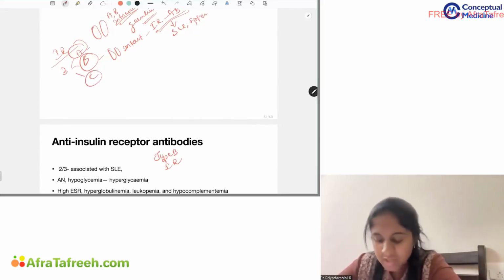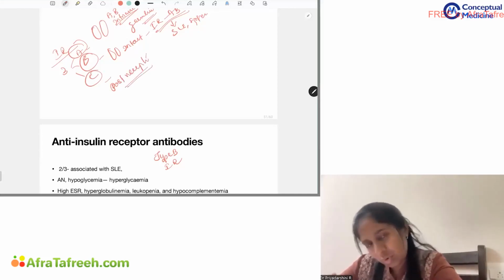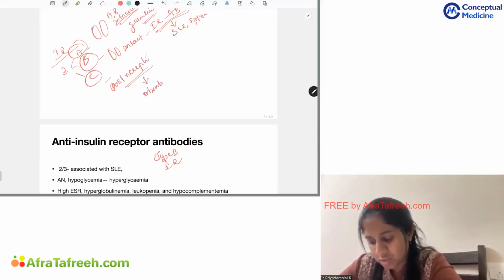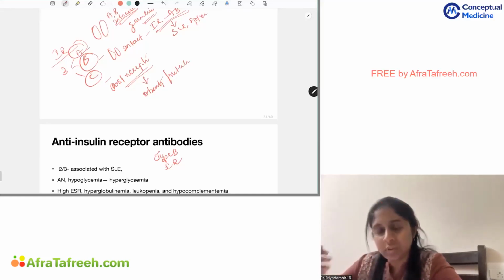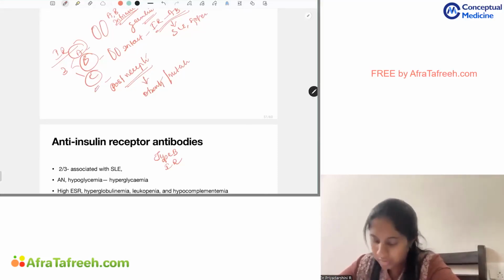Type C is whenever there is some post-receptor mutation or post-receptor changes. It is commonly seen with obesity and metabolic syndrome. Because of excessive cytokines, there would be a post-receptor defect, or certain genetic mutations with post-receptor defects. So that can manifest as type C insulin resistance.